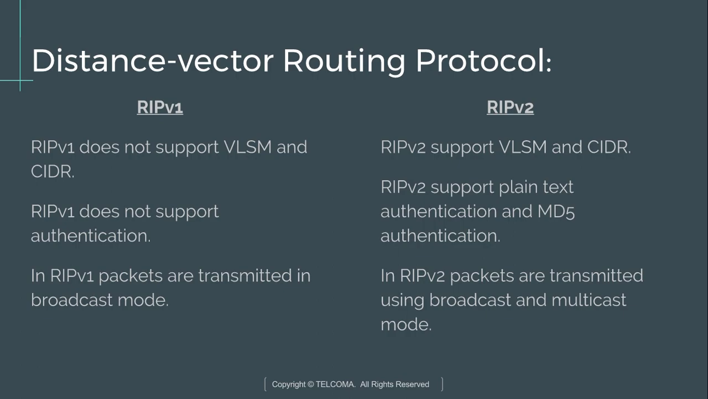Next, RIP version 1 doesn't support authentication, whereas RIP version 2 supports plain text authentication and MD5 authentication. MD5 is Message Digest Algorithm 5. In RIP version 1, packets are transmitted in broadcast mode, and in RIP version 2, packets are transmitted using broadcast and multicast mode.